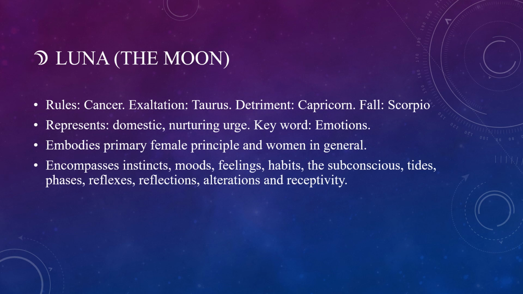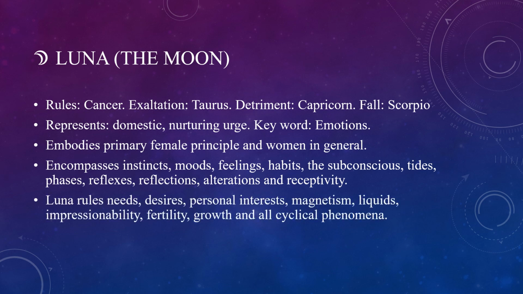It encompasses instincts, moods, feelings, habits, the subconscious. It controls the tides. It moves in phases. It's very reflexive and reflective. It governs alterations and receptivity. The moon rules needs, desires, personal interests, magnetism, liquids, impressionability, fertility, growth, and all cyclical phenomena. The moon's action changes and fluctuates just like the phases of the moon.